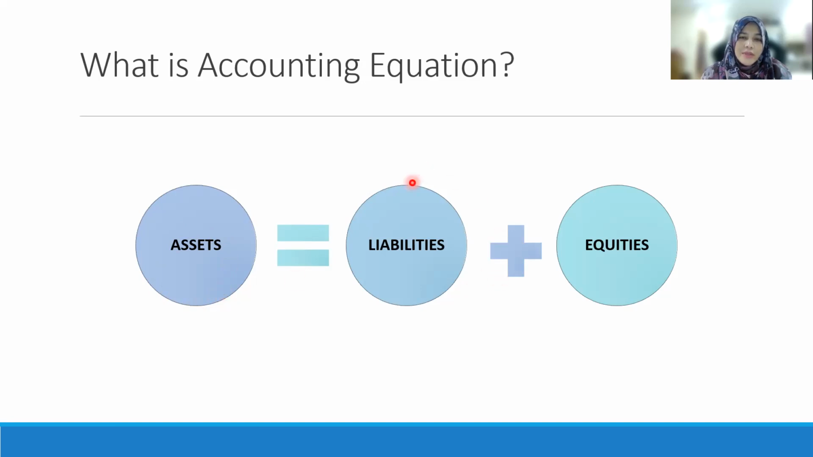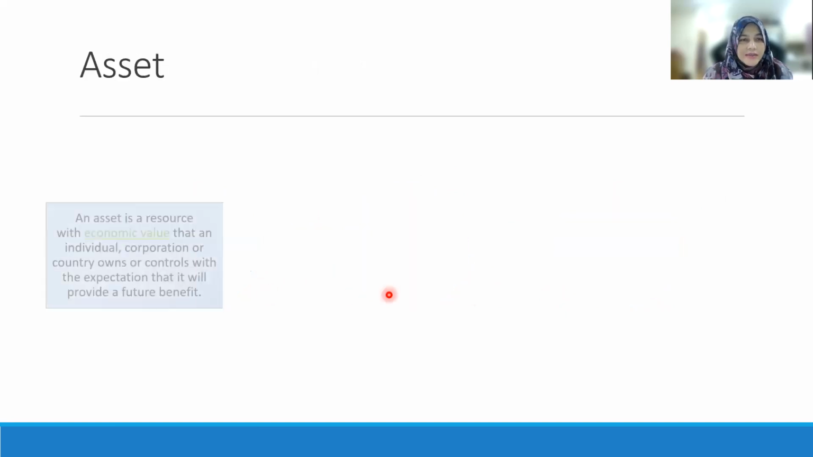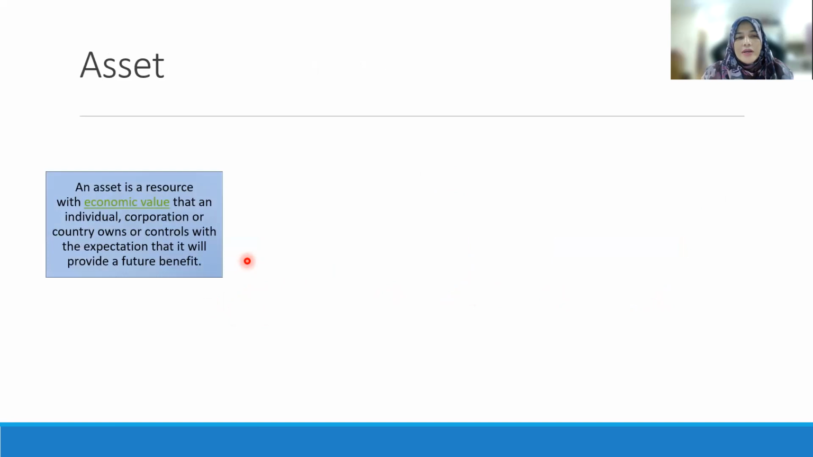So the liability is the amount that you owe to a third party, and equity is the amount that you own from your own money. So it is always equal to the assets. Let us see the example. Before that, let us try to understand what are assets, liability, and equity. I did also explain this before.